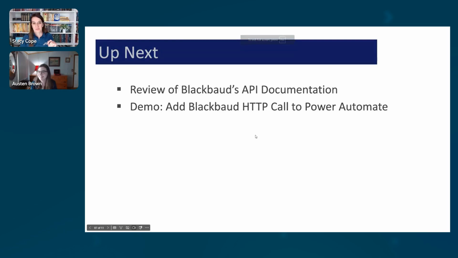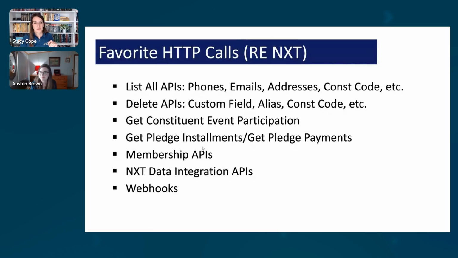Okay. So we do have a handful of favorite HTTP calls that are not in the standard connectors, but are in the Sky API and can be used in this way. So the list all things that we just showed you, like the phones, addresses, constituent codes, all the stuff. Delete exists in the APIs, and they're not in the standard connectors, which I think is very smart. I think that deleting is terrifying. So be obviously super, super careful.